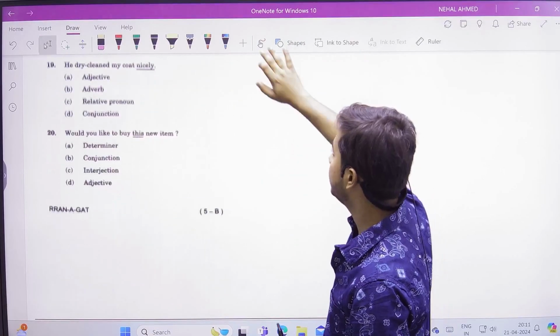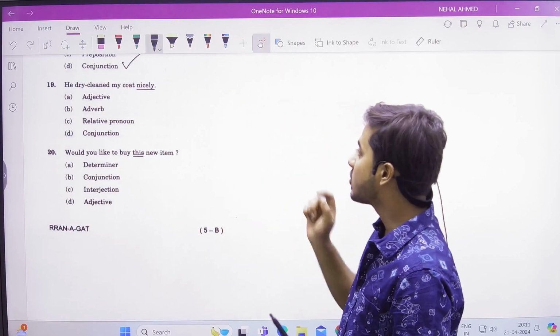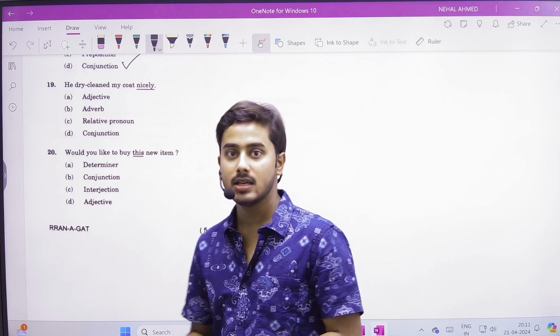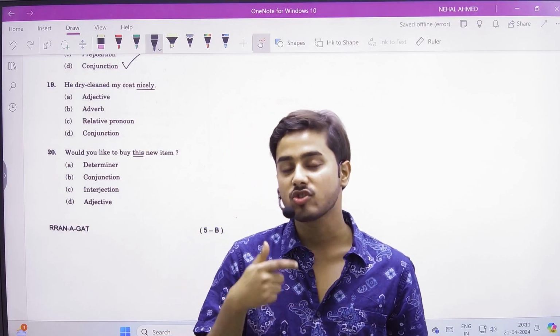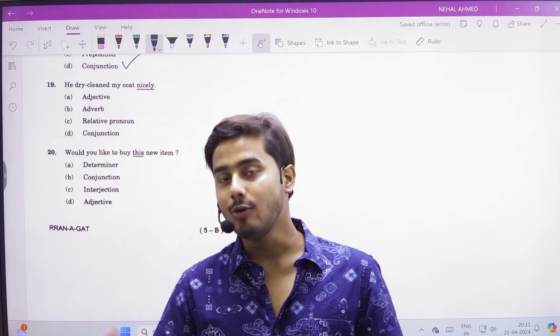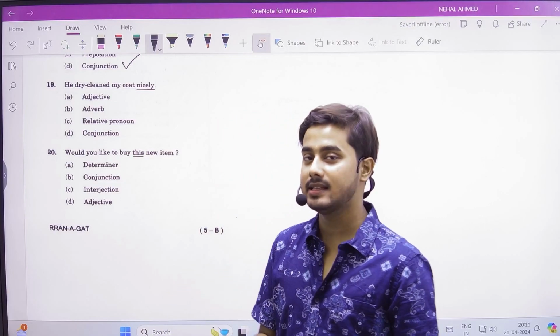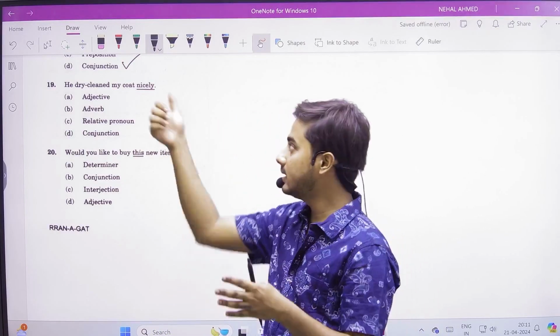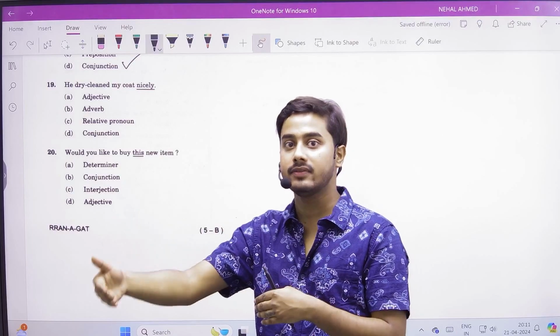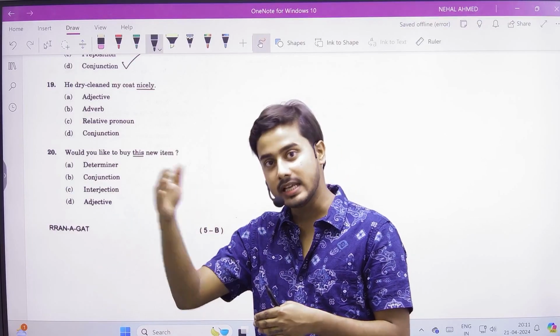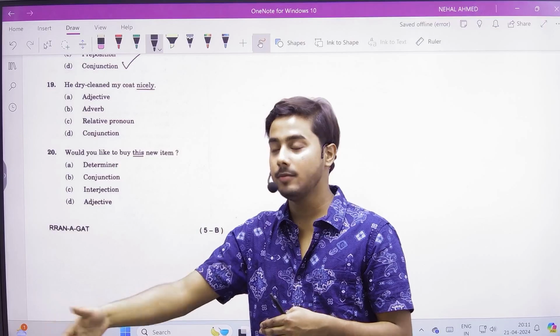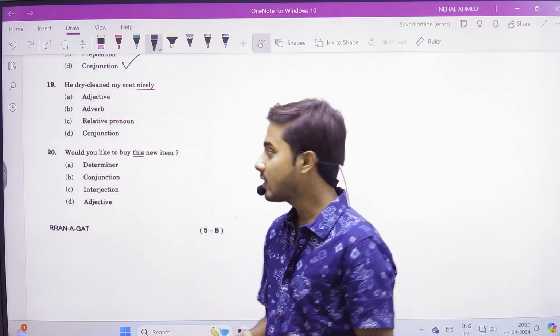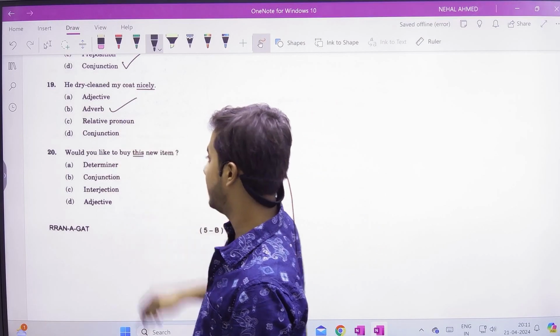Moving forward, he dry cleaned my coat nicely. So he did what? He dry cleaned my coat. How did he do it? He did it very nicely. So this word nicely is qualifying the verb. Cleaning the coat, he cleaned the coat. So cleaning was the verb and he did it very nicely, right? So nicely here is an adverb.